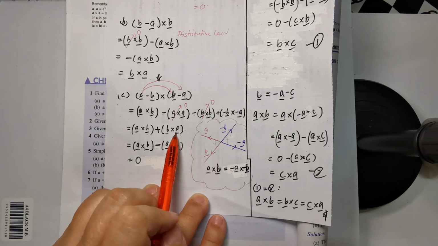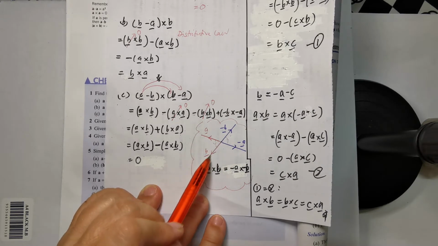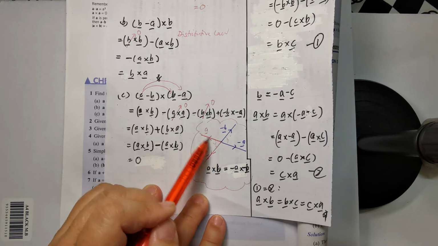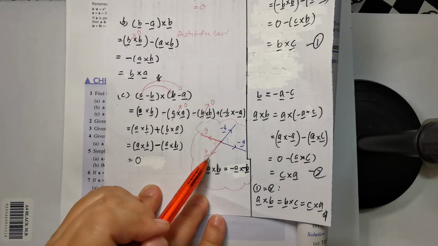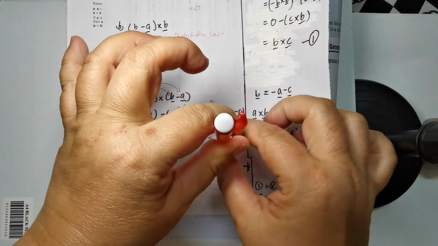How do I get this? So let's look at this diagram. So let's say this is A cross B. The red color one, A and B. So A cross B will be this one, the red color pen, the third. Sorry, it's the third.